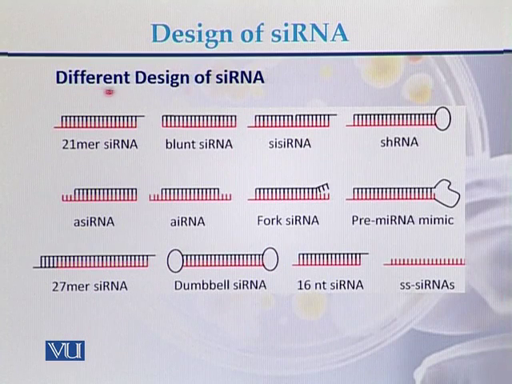These are the different designs of siRNA. siRNA can be in the form of 20-mer siRNA, blunt siRNA, ccsiRNA, shRNA, siRNA, aiRNA, fork siRNA, pre-miRNA, 27-mer siRNA, dumbbell siRNA, 16 nucleotide siRNA, and ssRNA. So these are different designs of siRNA which are present in different species.